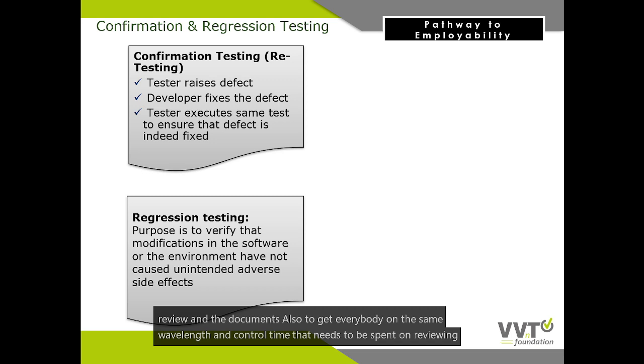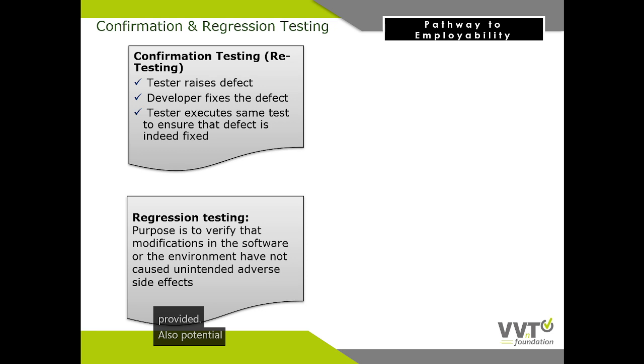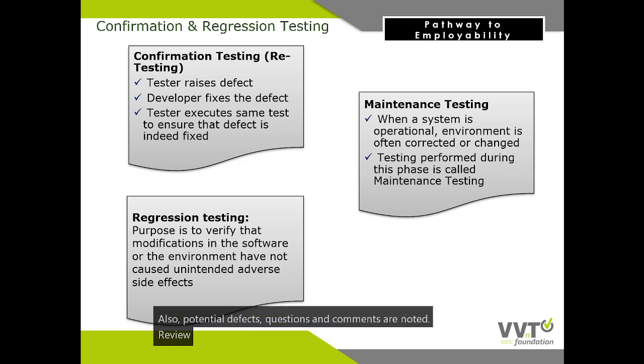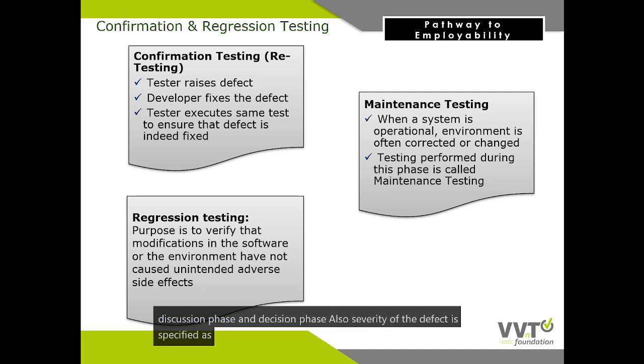Preparation, the participants work individually on the document under review using the related documents, procedures, rules, and checklists provided. Also, potential defects, questions and comments are noted. Review meeting. The meeting typically consists of the following elements, partly depending on the review type: logging phase, discussion phase, and decision phase. Also, severity of the defect is specified as critical, major or minor.